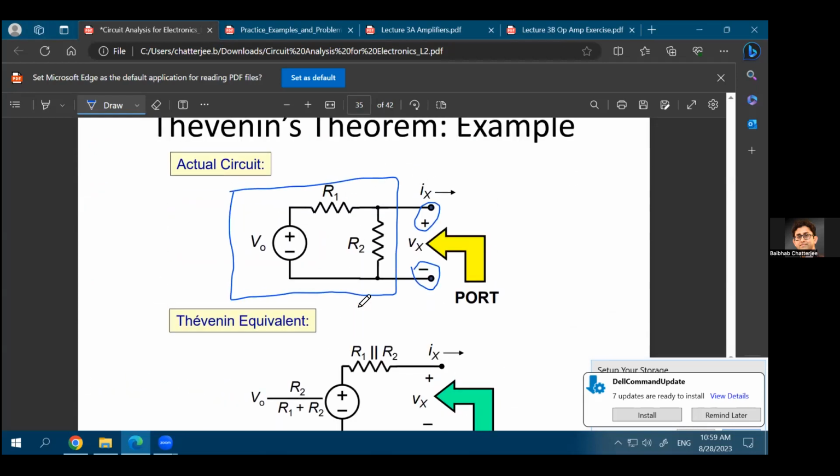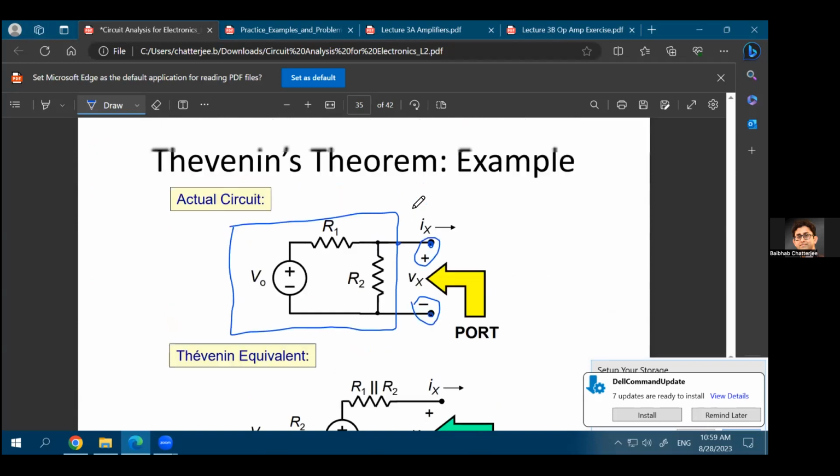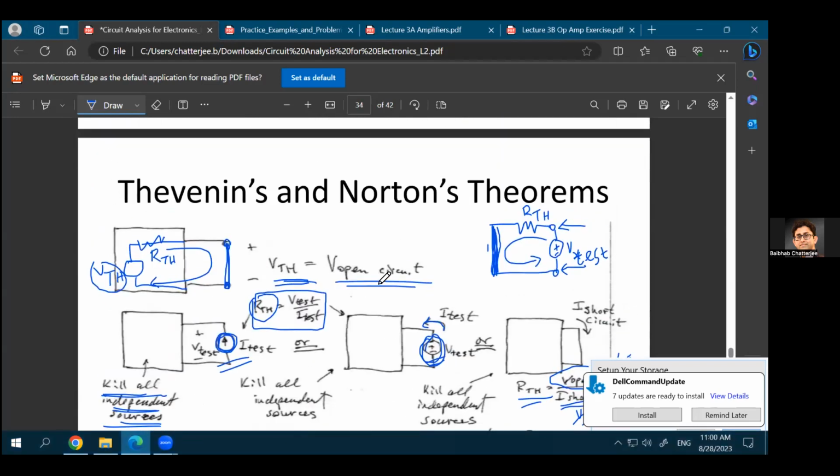First thing you should do is find out what's the equivalent voltage available at this port, available between these two terminals, the positive terminal and the negative terminal. And the voltage that is available, the open circuit voltage, that is your Thevenin voltage, correct? According to this, whatever voltage you have available in the open circuit case, so when you did not have this output shorted, that's your Thevenin voltage.